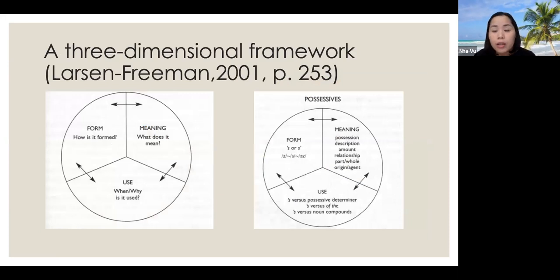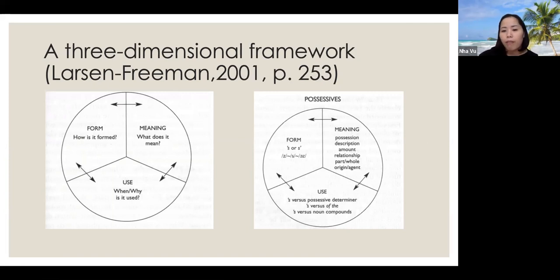And as we mentioned earlier, when we teach students grammar, it is not only rules, but it has other aspects as well. And this is a recommendation of the framework by Larsen-Freeman in 2001. So when we teach a student grammar, we have to look at 3 aspects. Form, how is it formed? And meaning, what does it mean? And the use, when and why is it used?